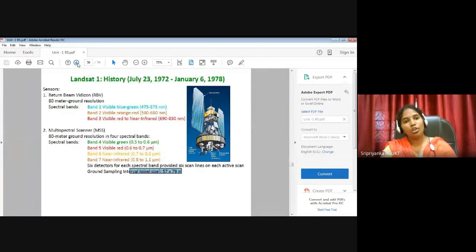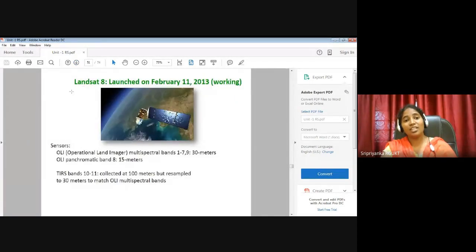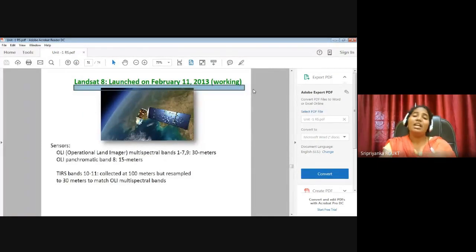Now move on to the next, latest one, which is Landsat 8. What is the difference between Landsat 8, which is the latest one, and Landsat 1, which is the oldest, from 1972? Landsat 8 is actually called Landsat 8 OLI. It's called OLI because the sensor we use here is the OLI sensor. OLI is nothing but Operational Land Imager.